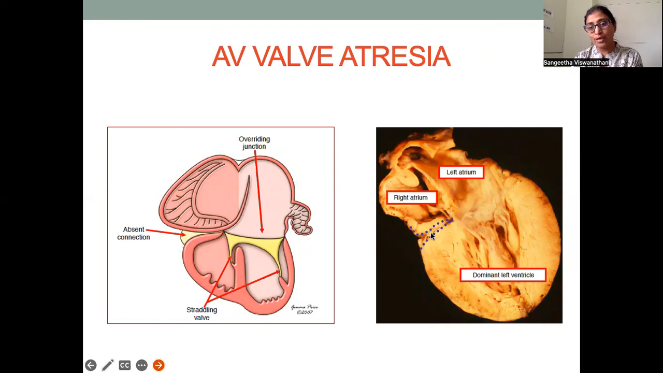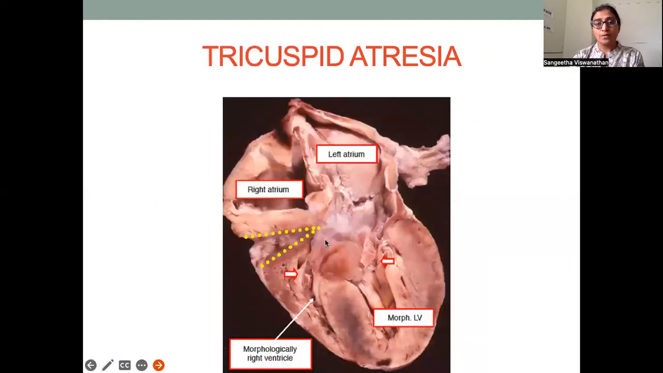Right atrium, no right AV valve. So whatever blood is in the right atrium has to go to the left, go to the LV, and then find its way out. Okay. So this is tricuspid atresia, a morphological specimen, right atrium, and then you see no tricuspid valve and a very hypoplastic right ventricle. And these patients can have associated pulmonary atresia as well.